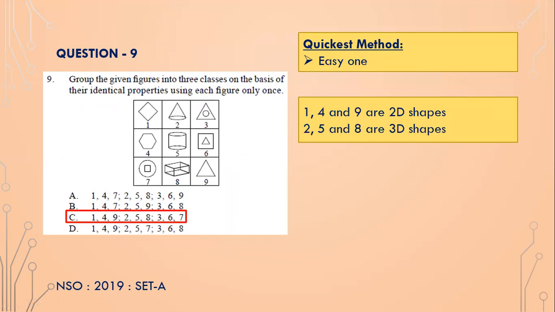Group the given figures into 3 classes on the basis of their identical properties, using each figure only once. Okay, each figure only once. Again, this is a very easy question. So 1, 4, and 9, they are normal regular polygons, isn't it? Then 2, 5, and 8, they are normally 3D shapes, isn't it? And the 3, 6, and 7, they have shapes within shapes. So 1, 4, and 9, 2, 5, and 8, and 3, 6, and 7. This is the correct grouping.